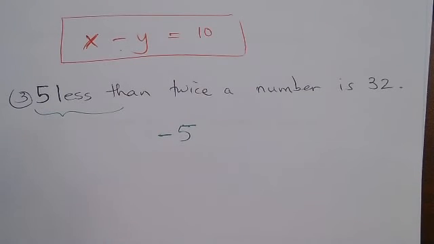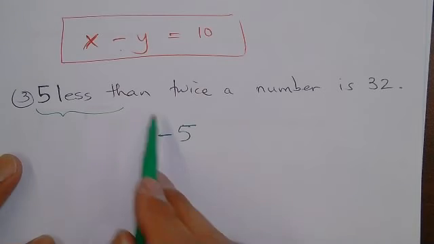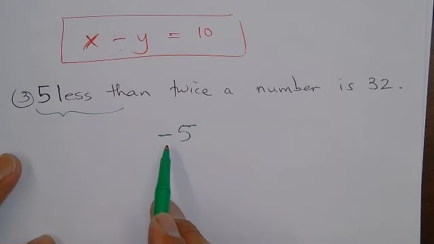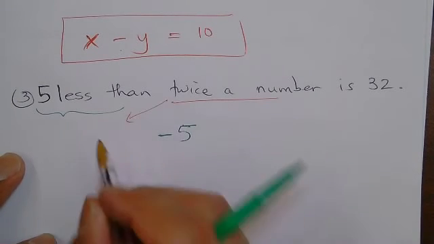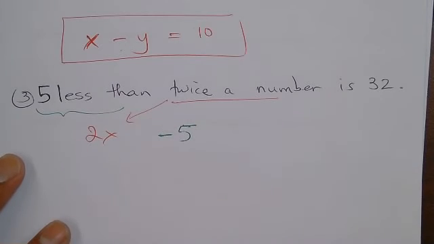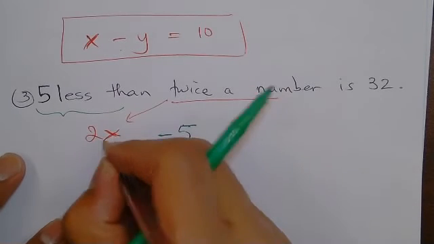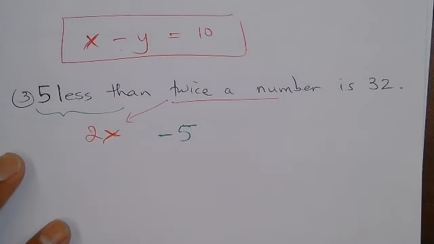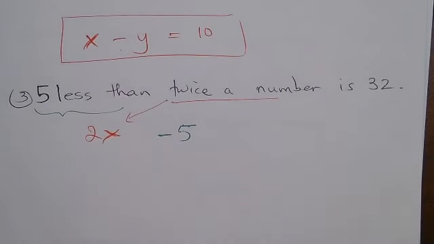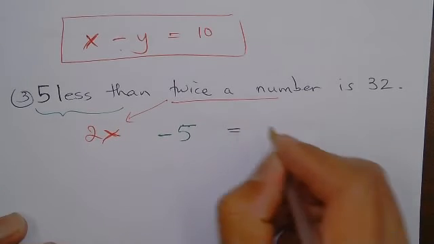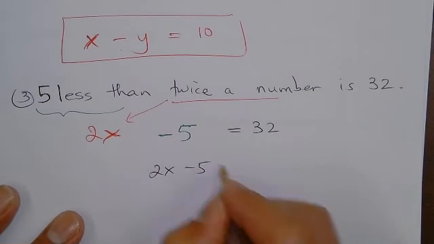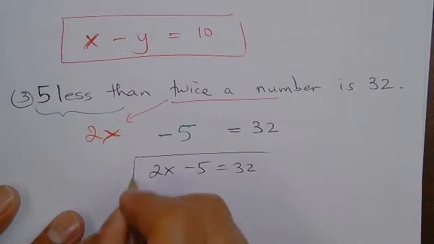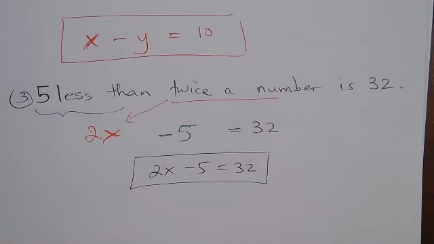With some of these, the way you read it is not the way you write it. You have to understand, right? Interpret and translate this correctly. 5 less than what? Than twice a number? 5 less than twice a number is equal to 32. So that would be 2x minus 5 equals 32.